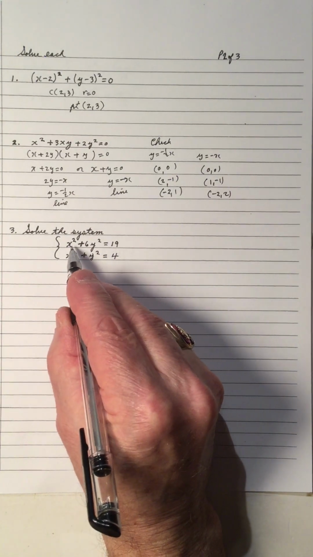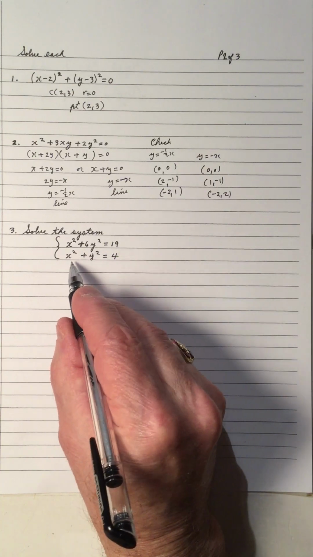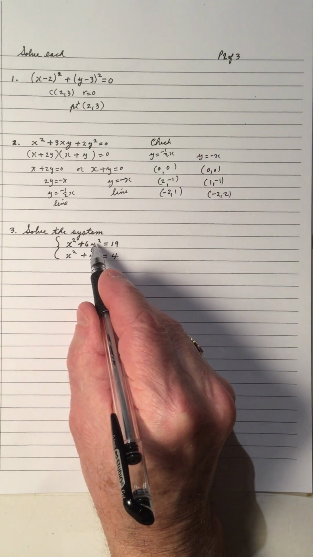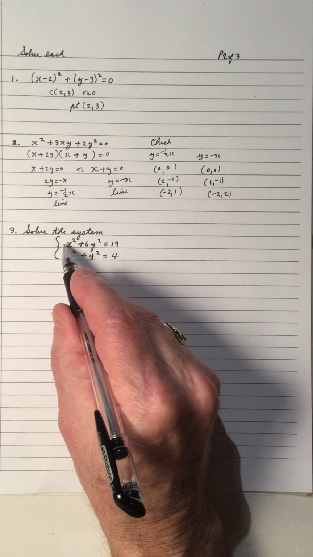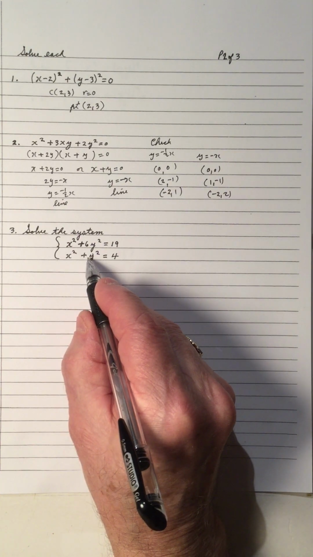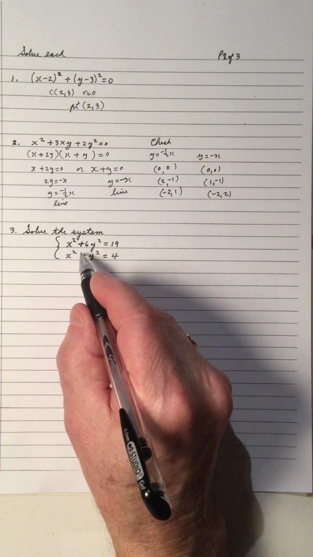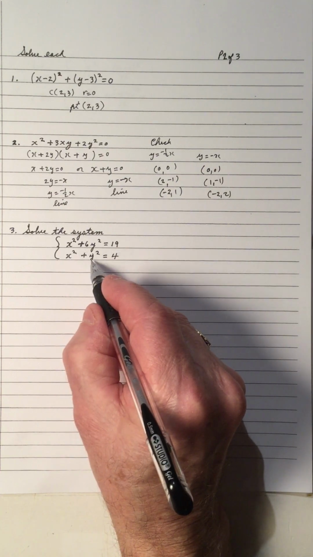Number 3, solve the system. We have a system of equations with x squared and y squared in each. Notice that the first one has an x squared and y squared with a plus, so this is an ellipse because the coefficients are 1 and 6. And this one also has x squared and y squared with a plus, but the coefficients are equal, 1 and 1, so it's a circle.